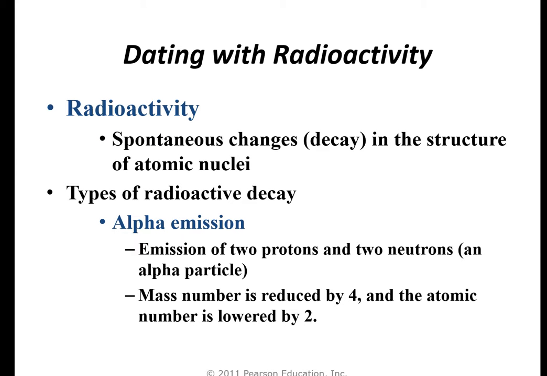Radioactivity is the spontaneous change or decay in the structure of atomic nuclei. And there are several types of radioactive decay. The first, most common, is alpha emission. Emission of 2 protons and 2 neutrons, an alpha particle. The mass number is reduced by 4. The atomic number is lowered by 2.